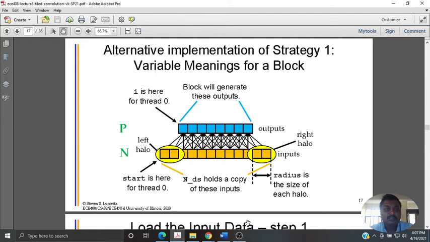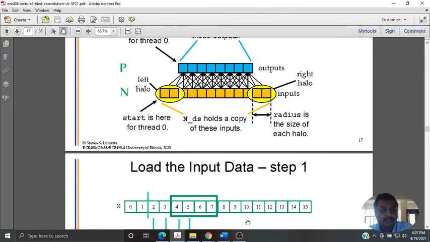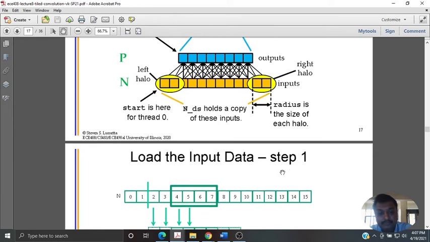Alternative implementation, variable meaning of block. So here, you are stating with respect to output elements, not with respect to input elements. So it starts here, I minus something. Before I, there were some elements with respect to output, so there should be some elements inside the input. NDS holds a copy. Okay, you have those overlapped copies over there.